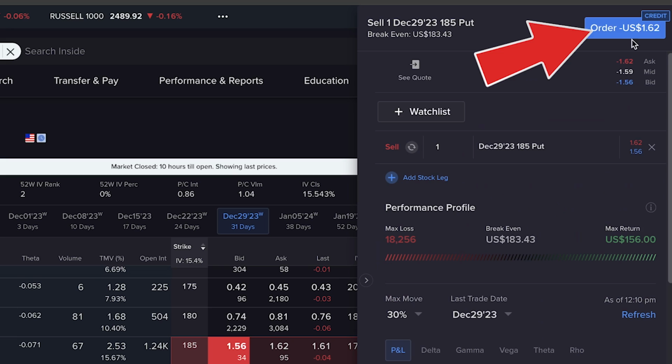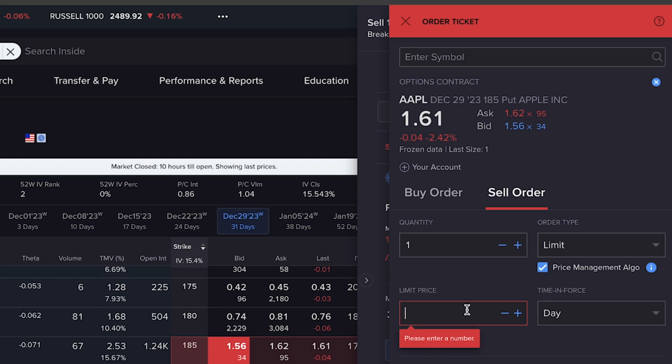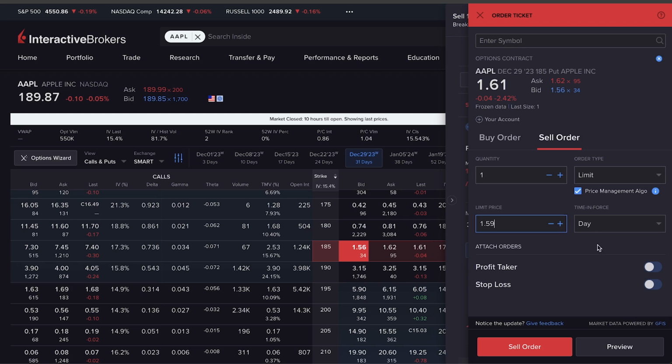To place an order, click on the order button at the top right. You can then turn on price management algo, which is just something that IBKR has to protect you from accidentally placing a limit price that is too far from the current price. Next, for limit price, what people usually do is use a mid price between the ask price and the bid price. And if it doesn't get filled, they will slowly move the price towards the bid price. Once you are done, click preview.